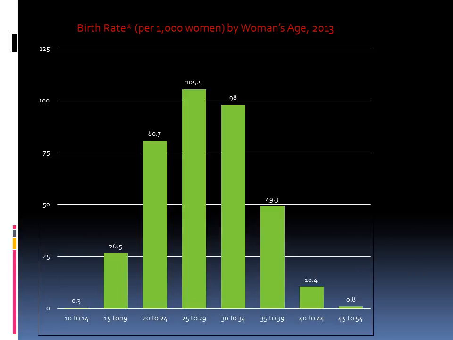And this graph will show the different ages of women and teens that have given birth per 1,000 women in 2013. As shown in this slide, ages 25 to 29 was the highest age that gave birth in 2013.